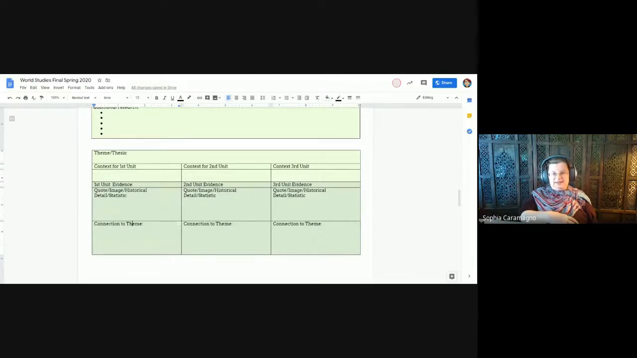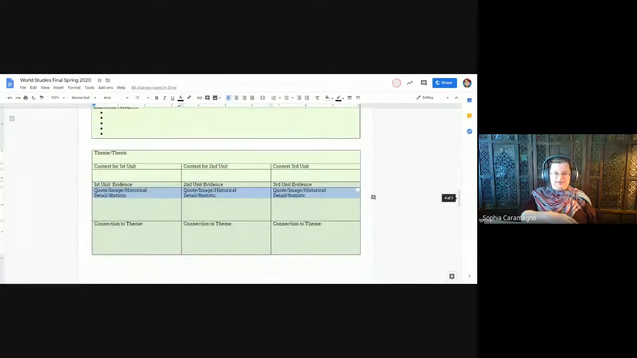Finally, you're going to tell me, how does that evidence prove your claim, your thesis? You're going to do that for each unit. You only need one piece of evidence. You can have more than one piece of evidence, but it doesn't actually get you more points in this assignment. So I would just do the work that we're asking, and that should be enough for you to be really successful.